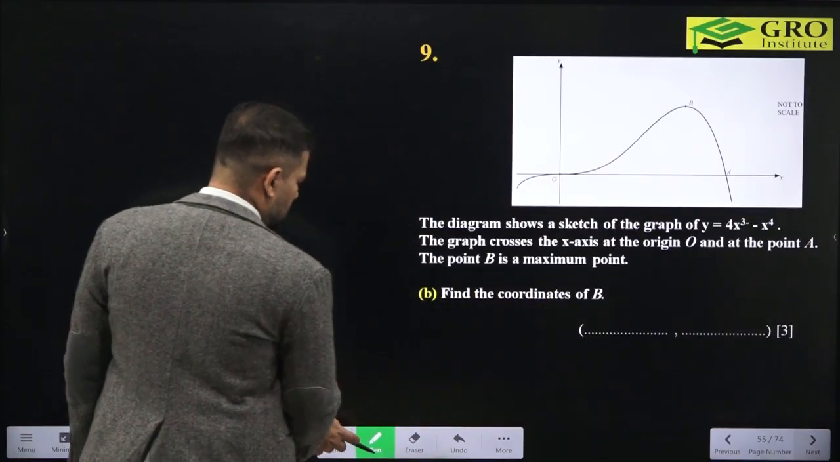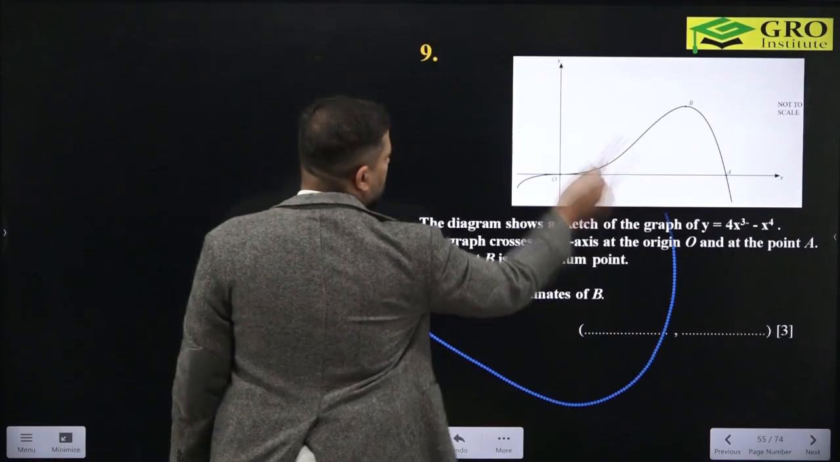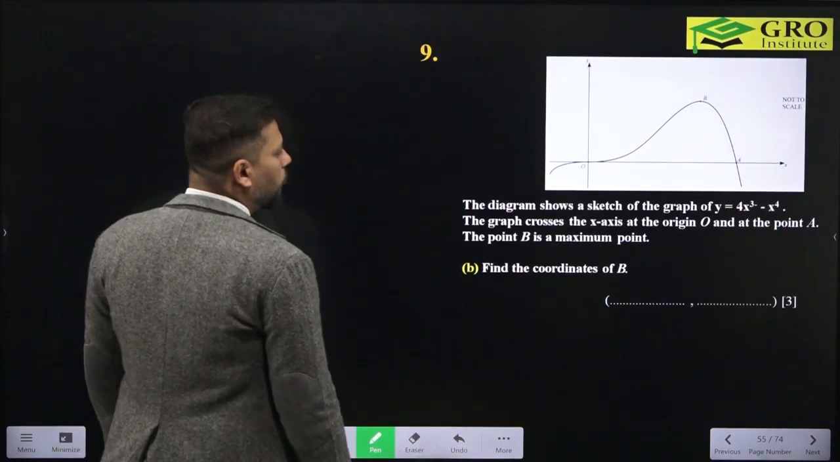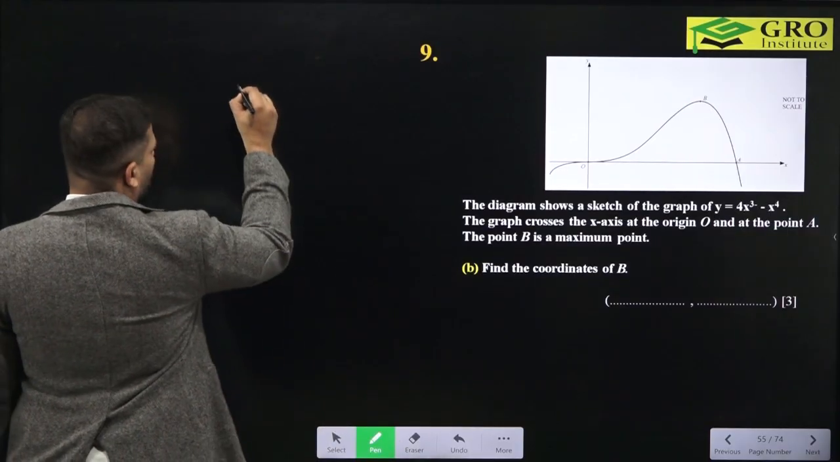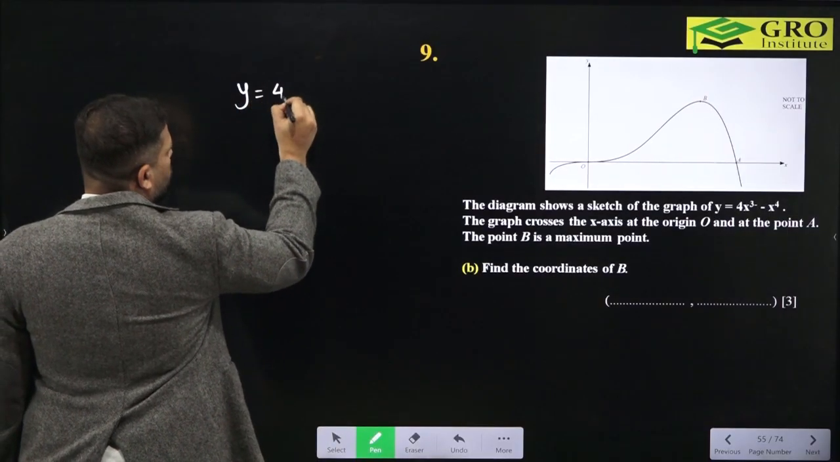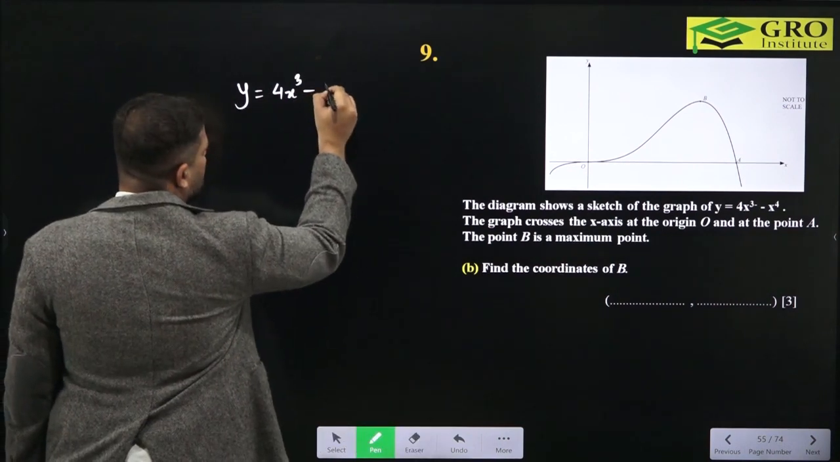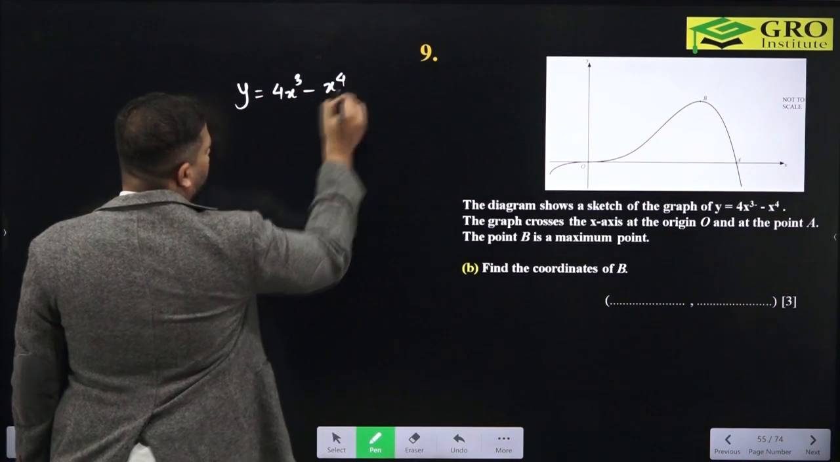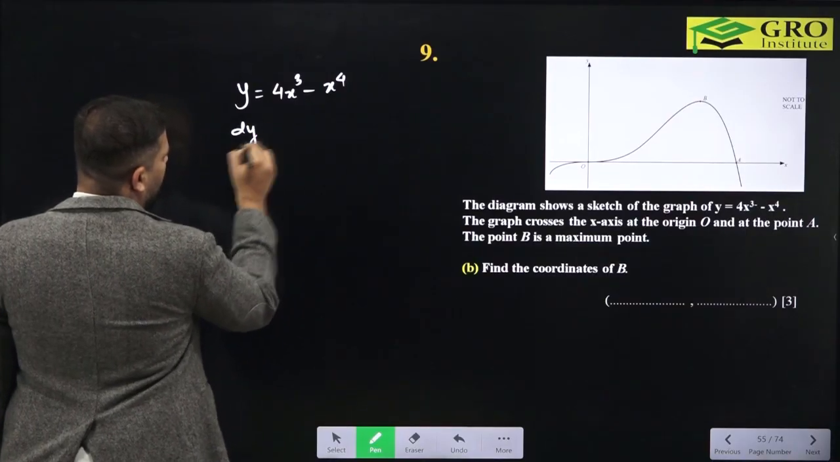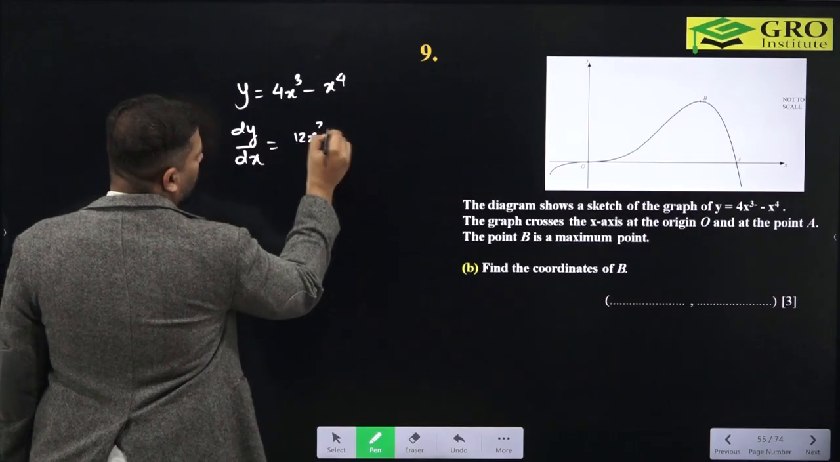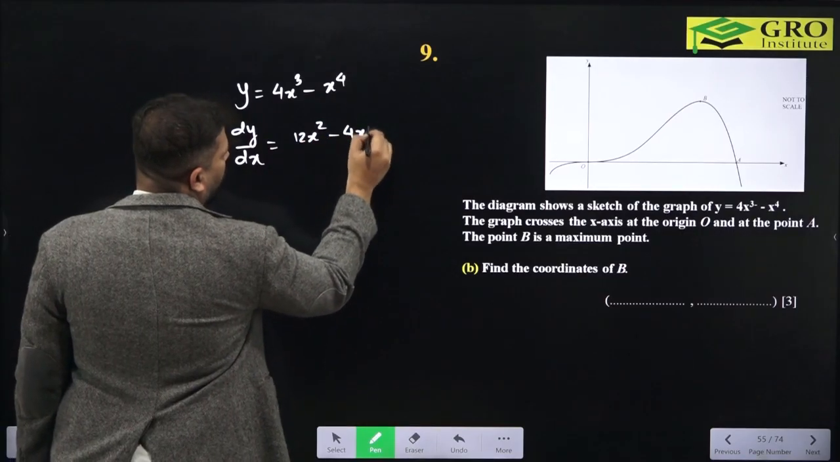So if I write about it, let me just, yes, this is better. So now what is the equation? We know that the equation is y equals 4x cube minus x raised to power 4, and we just got dy by dx as well. dy by dx is 12x square minus 4x cube.